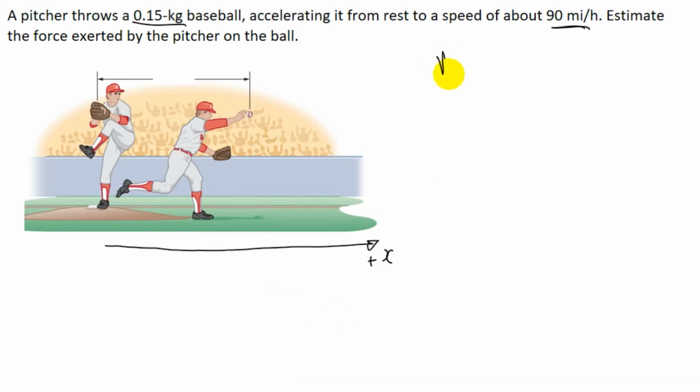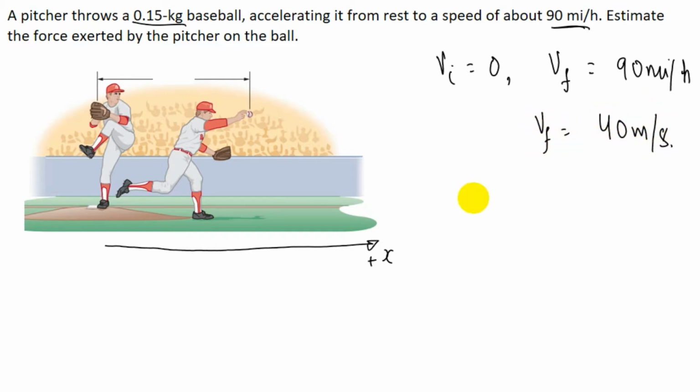Now the initial speed for the ball is 0 and the final speed becomes 90 miles per hour. If you convert this into meters per second, we'll get approximately 40 meters per second. So this final speed becomes 40 meters per second. Now what would be the acceleration? For that we can use the kinematic equations that we studied earlier.